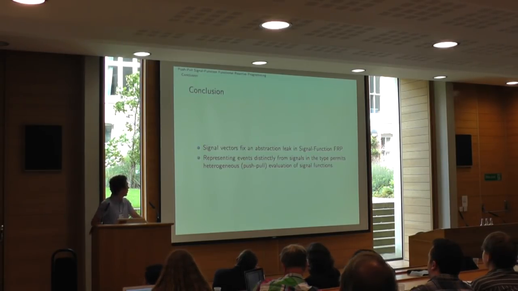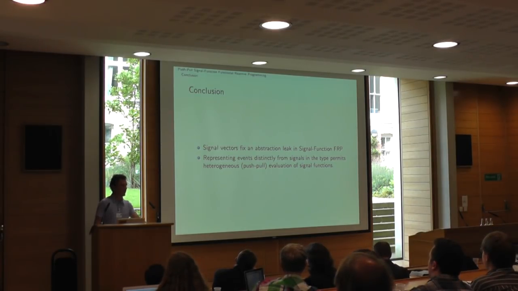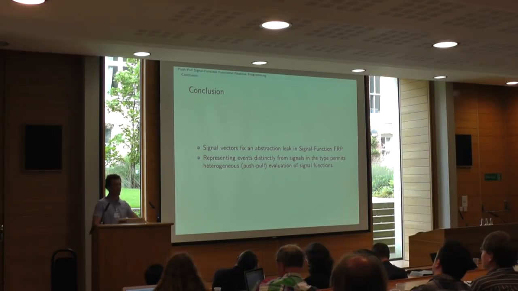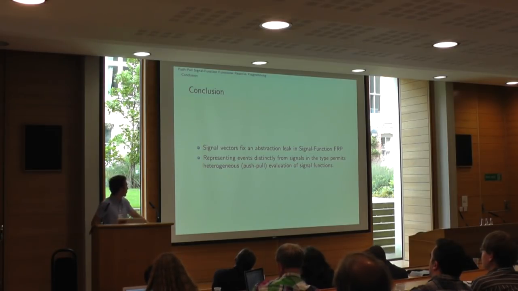So in conclusion, signal vectors let us fix this sort of abstraction leak in FRP where we say events and signals are separate, but then in the standard arrow formulation you have to go right back and make events just a custom signal. Here we actually distinguish events, and it also allows us to distinguish between a composite signal and a set of different signals. This is from Scholz's work as well.